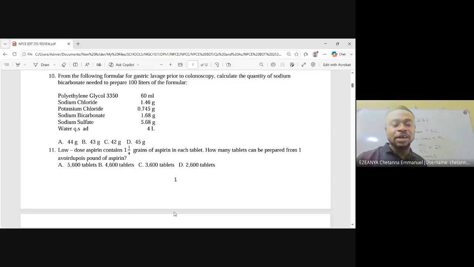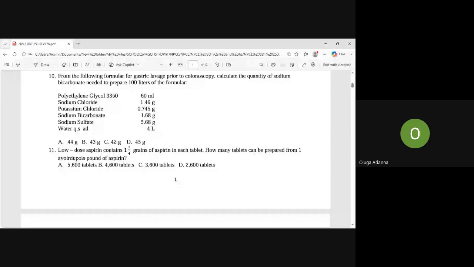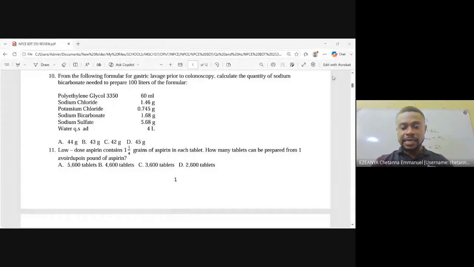If you like, you can also set up a proportion. Just do, if 1.68 gram is required to produce 4 liters, X is required to produce 100 liters. You cross multiply, you will still get the same thing. Is that clear? Any question here? This question is from enlargement. Any question here? This is clear, right?